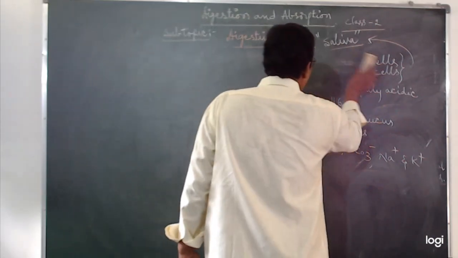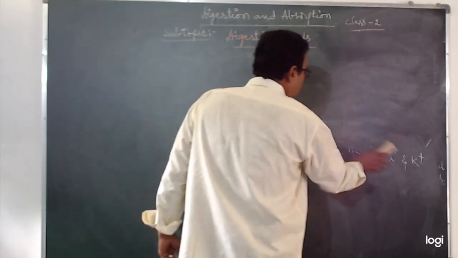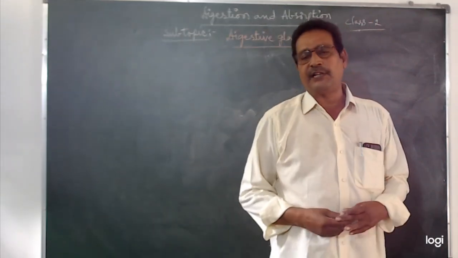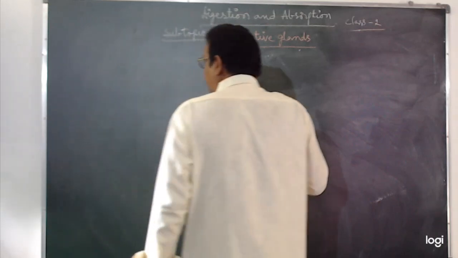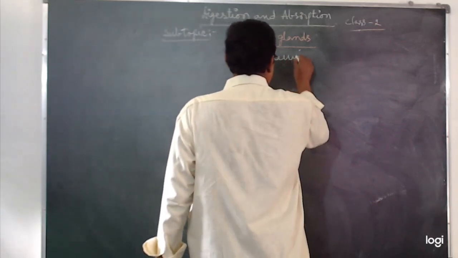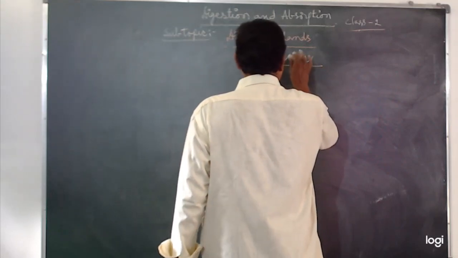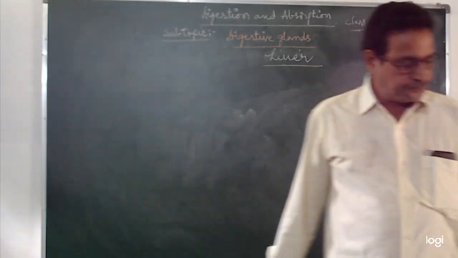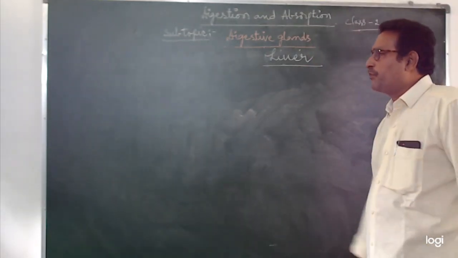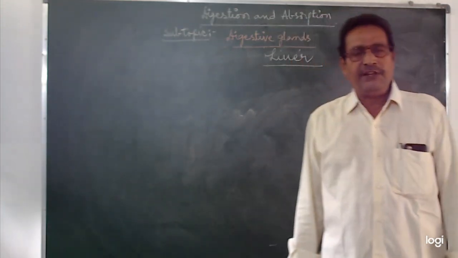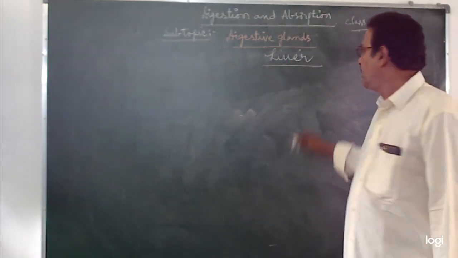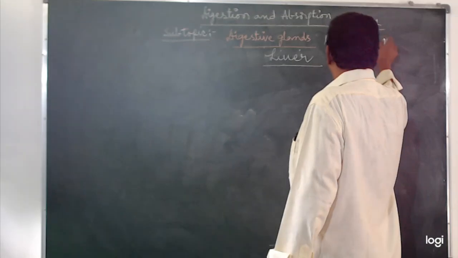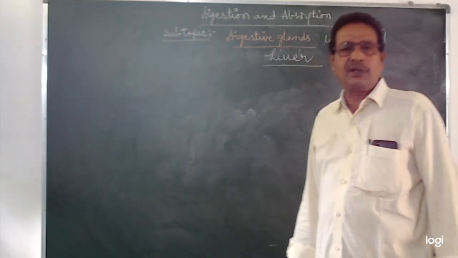Next, let us take another gland which is very closely associated with our alimentary canal, that is the liver. Liver is the largest gland in our body. The largest gland in the human body is the liver.